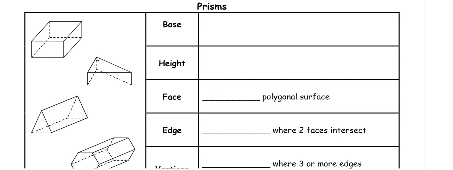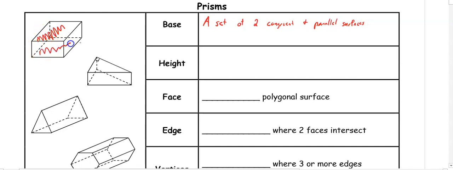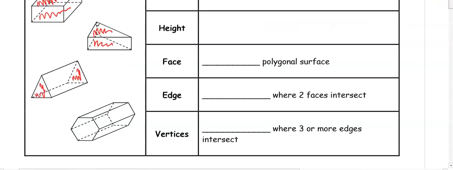A base is a set of two congruent and parallel surfaces. So in our rectangular prism, our bases are here and here. The triangular prism, the bases are here. This is another triangular prism. So notice the bases don't always have to be the top and the bottom.